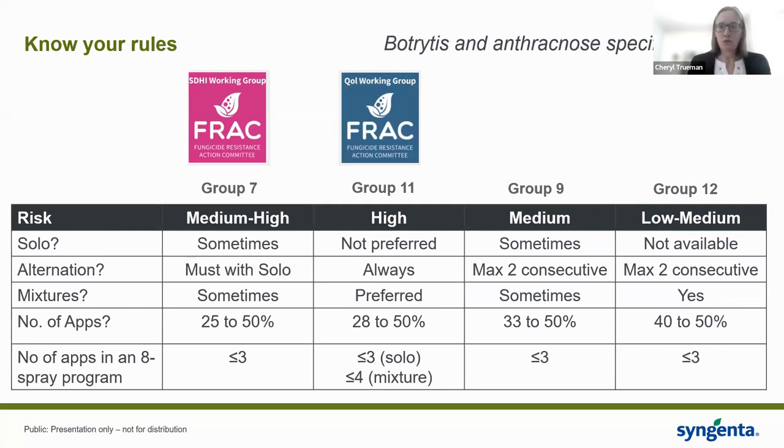And then know your rules. So I showed a slide like this earlier, as a general example. This one is more specific to botrytis and anthracnose in strawberries. And I've highlighted group 7, 11, 9, and 12 here because these are the primary single site modes of action groups with medium to high resistance risk.